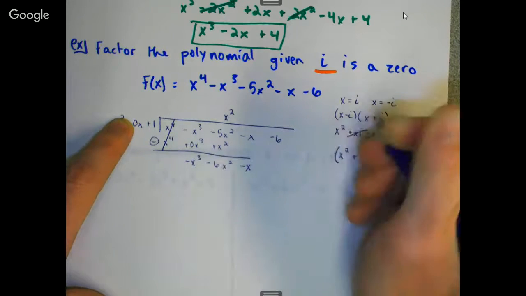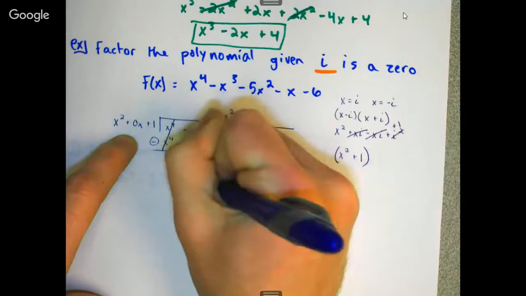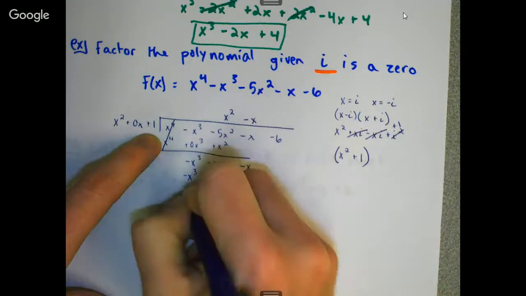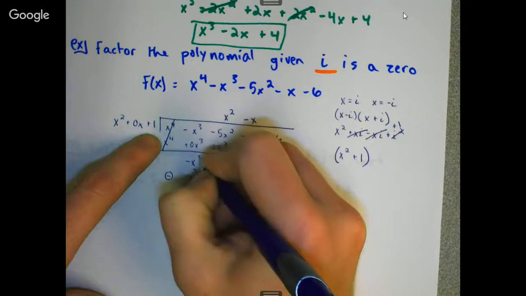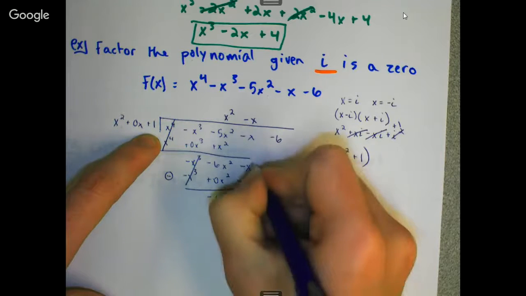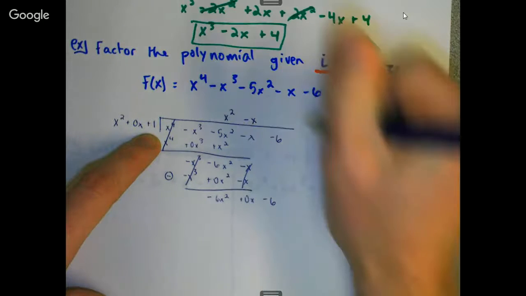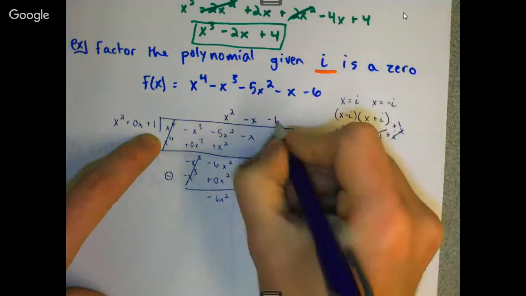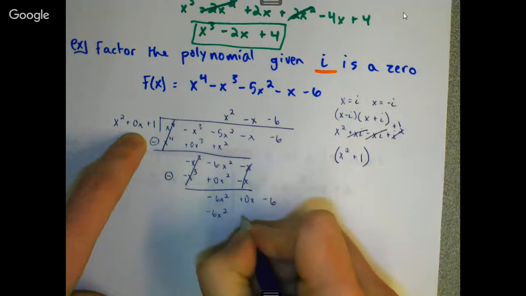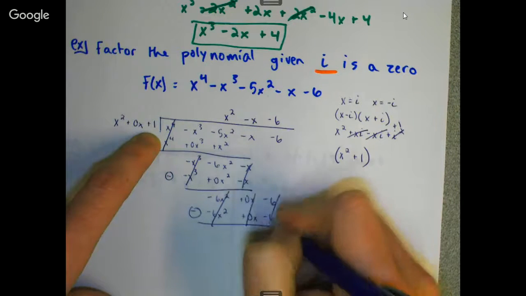Bring down your next term. Here we'll have minus x. So you get minus x cubed plus 0x squared minus x. Subtract. These cancel. You get minus 6x squared. Those cancel. Plus 0x minus 6. So then we've got a minus 6 here. Again, take this times all these over here. We'll have minus 6x squared plus 0x minus 6. And we should get a 0 as a remainder.